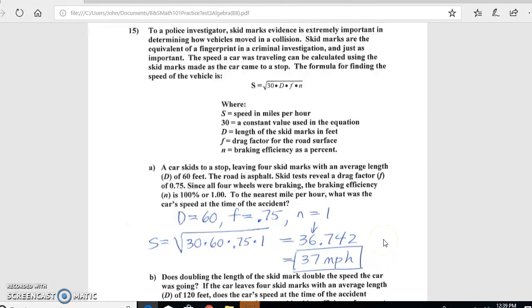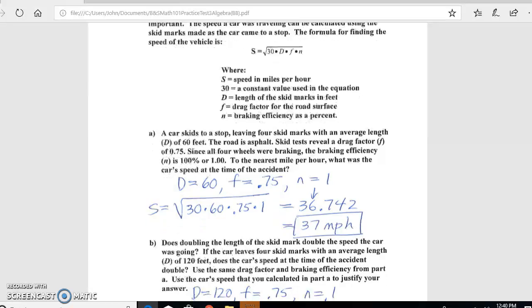And we need to round this to the nearest mile per hour, which is the ones place at the 6. And we look over to the right, we have 7, which is 5 or greater. So the 6 goes up to a 7. And the speed of this car was 37 miles per hour.